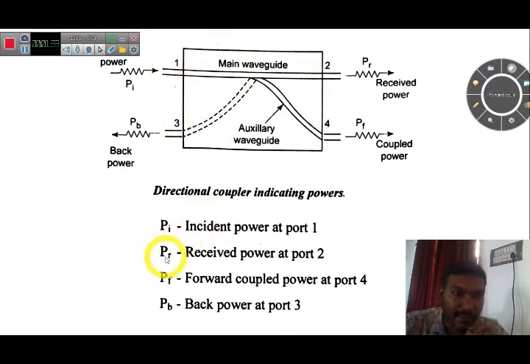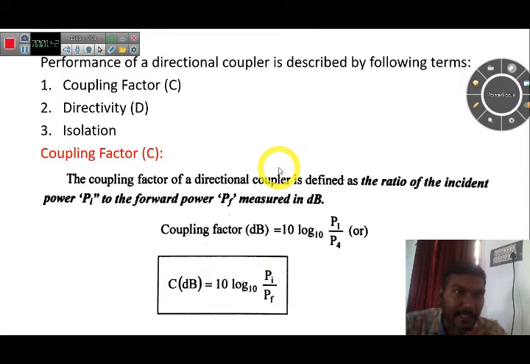PI is the incident power, PR is the received power, PF is the forward coupled power, and PB is the back power, which is given here. The performance of the directional coupler mainly depends on these three parameters: coupling factor, directivity, and isolation.